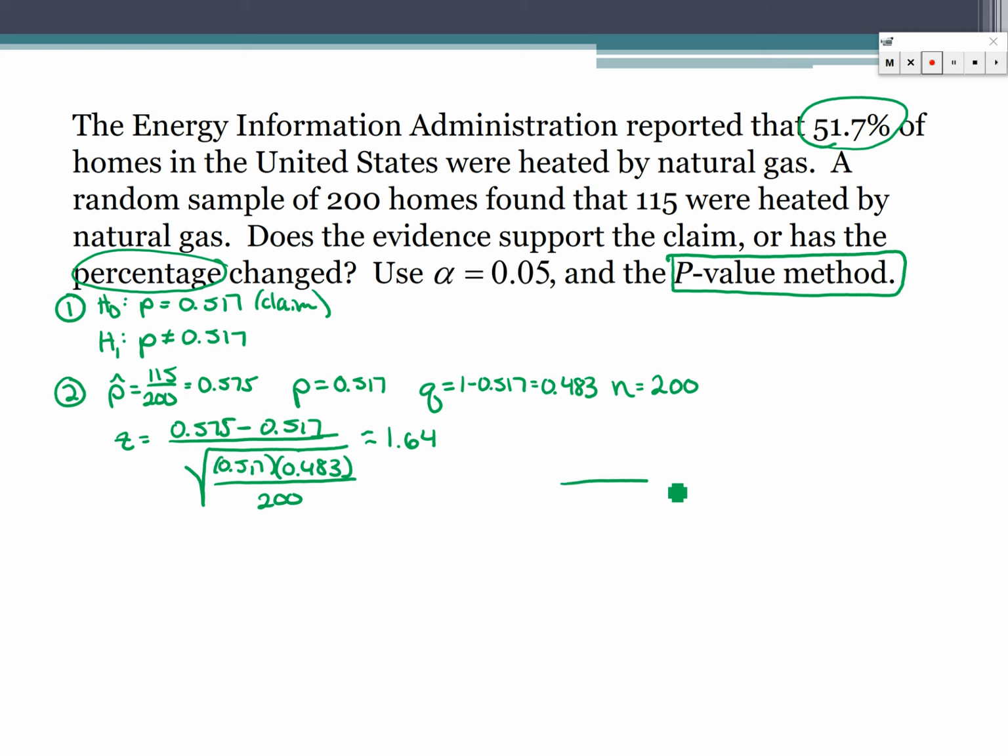So we can draw a sketch. Here's where our test value falls. And we have a two-tailed test. So really we'd have one over at negative 1.64 as well, since it's two-tailed.